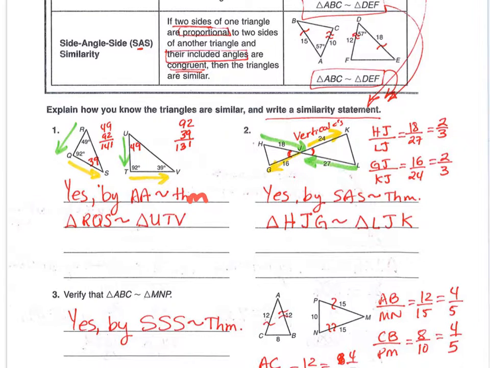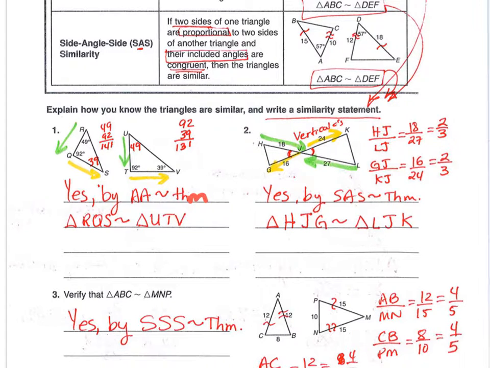Okay, so the triangle RQS, and notice I'm pointing here with an arrow. I'm coming this way, and then I'm coming this way. So from the 49 to the 92, and then from the 92 to the 39. I need to guide myself in which direction I'm going to go so that I can write my statement. So it's RQS. It's similar to triangle UTV, and that would be the answer.